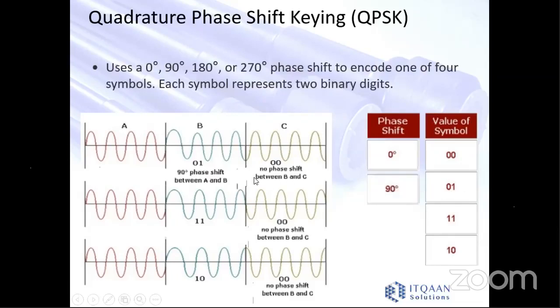Let's move further. Let's go to 90. Okay, 01 means a 90 degree phase shift between A and B. We have 180, which means 11, a 180 degree phase shift between A and B. And the last one is 270, which is 10, a 270 degree phase shift between A and B.